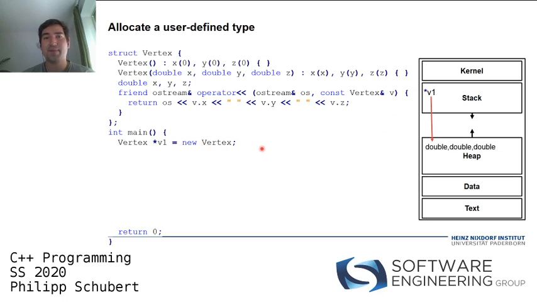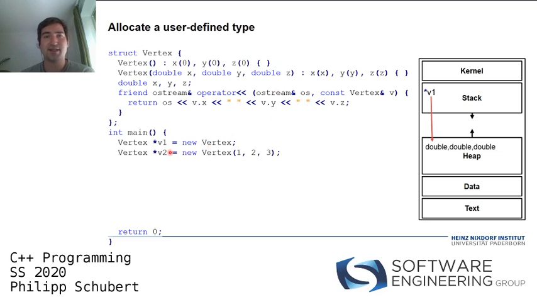and this has 3 doubles, which is why you have 3 doubles now on the heap, and you will store the address of that chunk of memory in that variable v1. And by the way, here the default constructor is called. If you use no parentheses, the default constructor is called, and then all of the member variables x, y, z are initialized to 0.